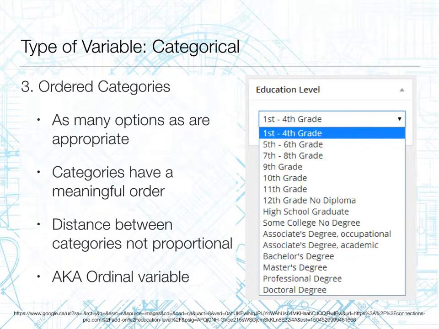If your categories are not equal, but have a meaningful order, this is a different type of data again. Sometimes it's also called ordinal data. In our example here, we have levels of education. Obviously, a doctorate is a higher level than high school, but the incremental increases aren't uniform between categories.